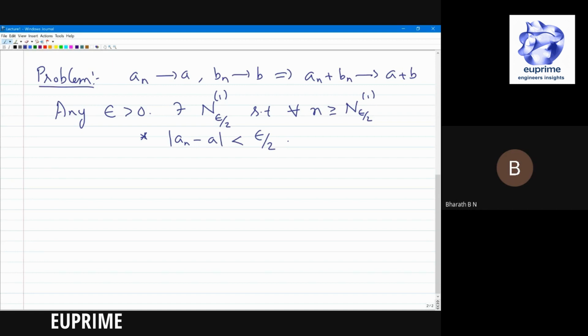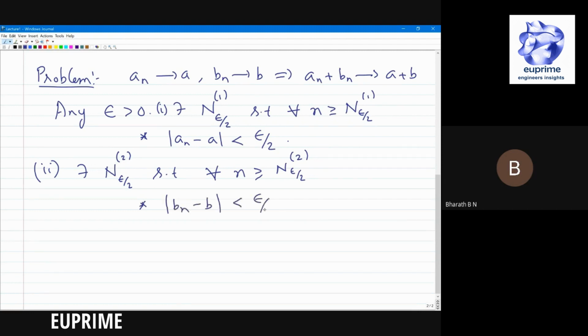So what is the second thing that you can expect? Similarly, for b_n there is a stage, let me call it n_{epsilon/2,2}, such that for any n greater than or equal to n_{epsilon/2,2}, |b_n minus b| will be less than epsilon by 2, right? Beyond that, it will enter that room.